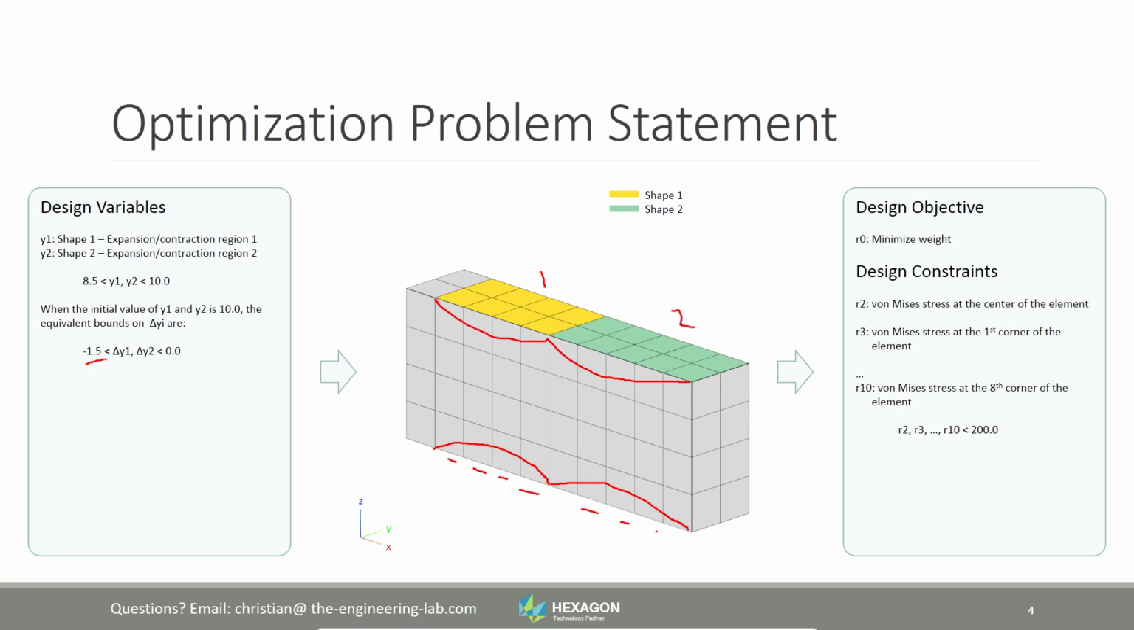Now as for the bounds, this is how you're going to interpret the bounds. We're going to go from the original boundary and we're going to contract the boundary by some delta. We're going to say delta equals negative 1.5. And this is approximate. So we're going to either contract these shapes by at most negative 1.5, or we're going to expand the shapes by at most 0.0. Since we're expanding by 0.0, that means we're not expanding at all in this exercise.